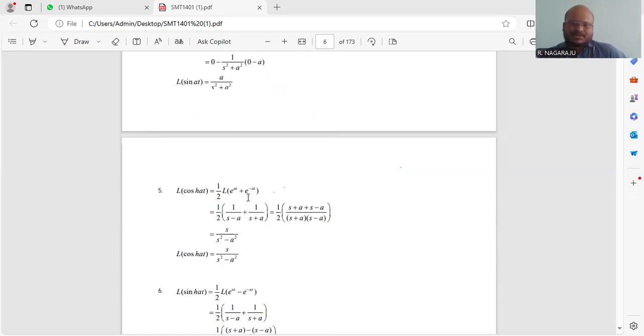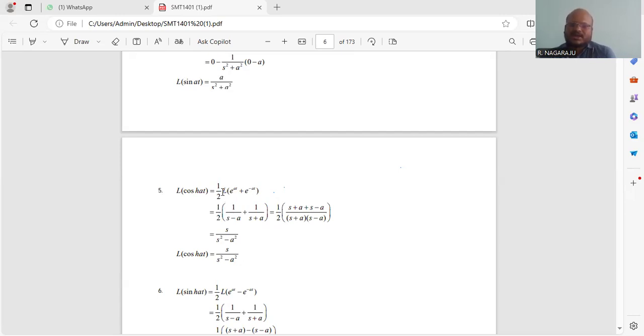And after that, cos hat. You know the cos hat formula, the hyperbolic function. The cos hat formula is nothing but e power at plus e power minus at by 2. Similarly, sin hat is nothing but e power at minus e power minus at by 2. So whenever you are getting e power at, you have to use the first form.